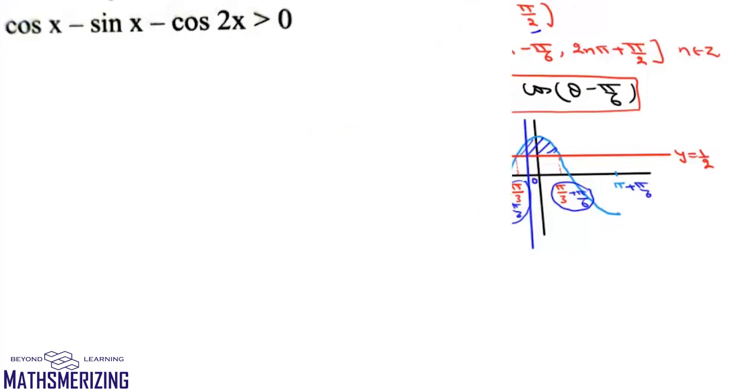Now let us take another question, which is we need to find the solution to this inequality: cos x minus sin x minus cos 2x greater than 0. Here again its fundamental period is 2 pi. Now let us solve this question in the interval from 0 to 2 pi.